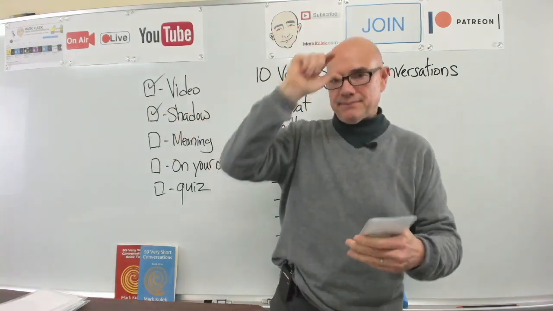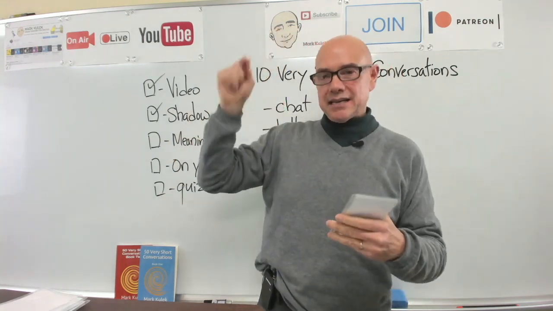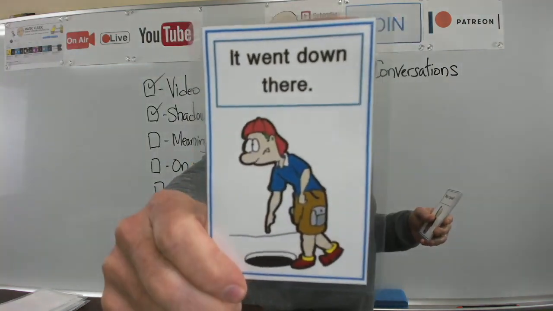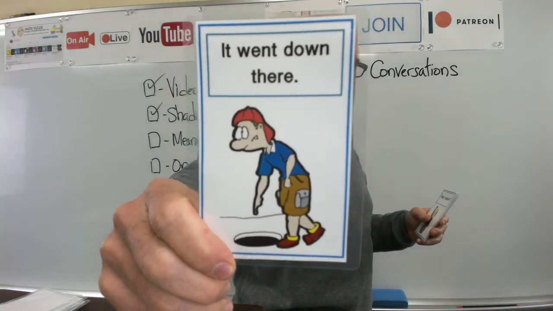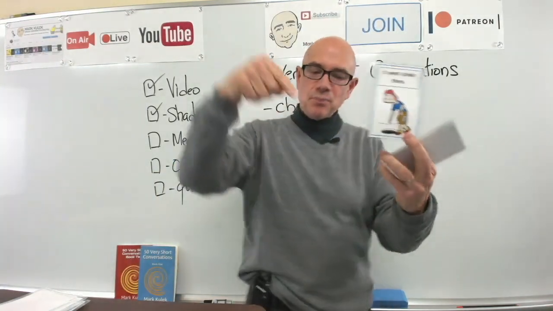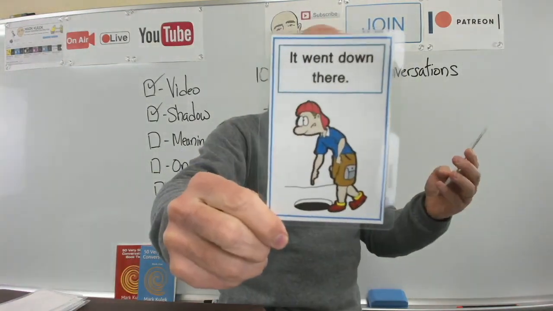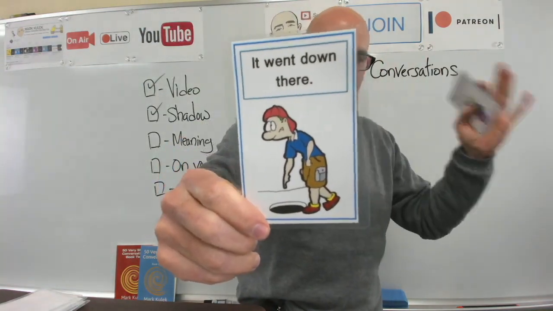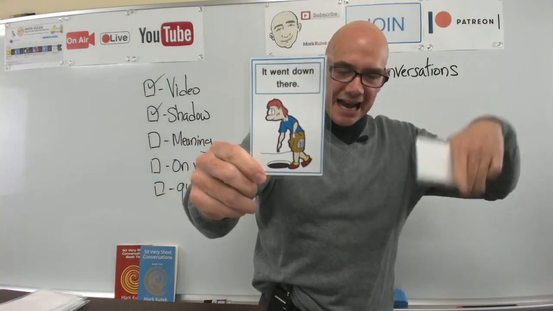It went down there. All right, so the boy is pointing to the hole. There's a hole, and the ball went down there. So go, and then it went. So he's talking in the past tense. It already is down. So it went down there, down the hole. The ball went down the hole.